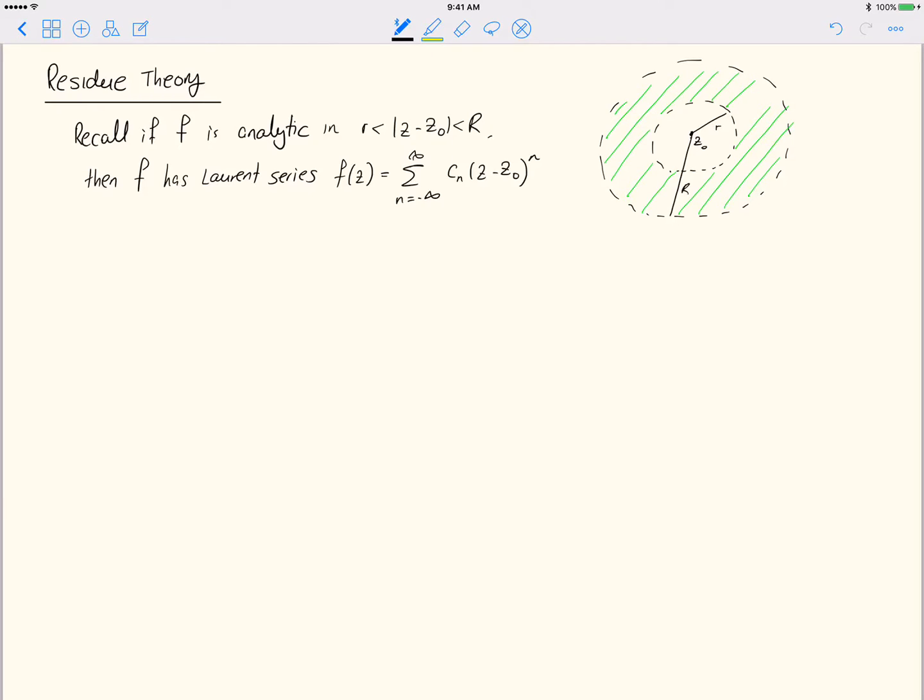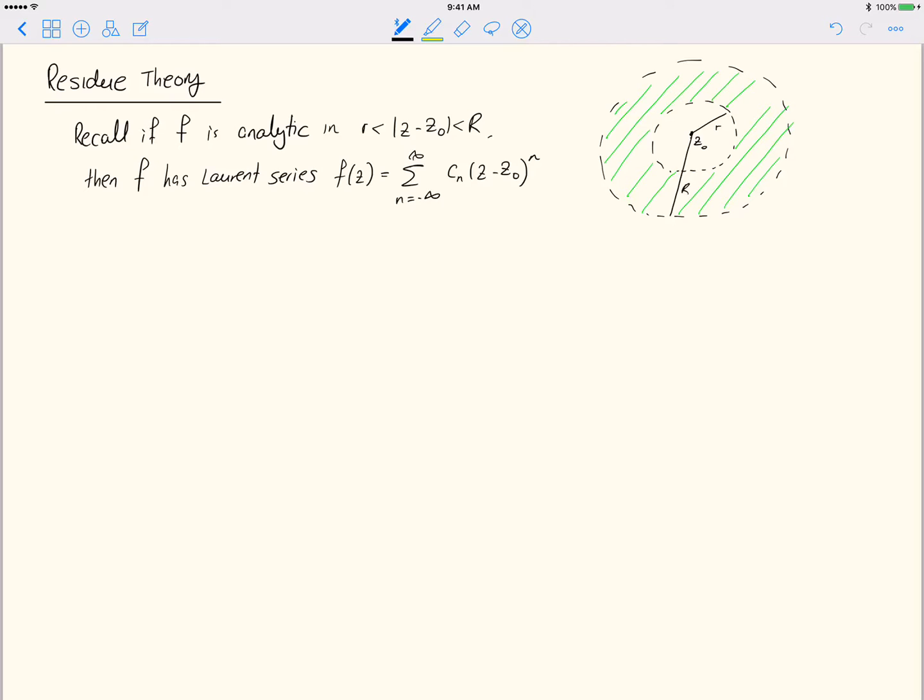Okay, I'm now going to speak about residue theory, and this is what all the other videos have been leading up to. There's a very nice way of calculating contour integrals using what's called residues, and this is connected to the idea of a Laurent series.